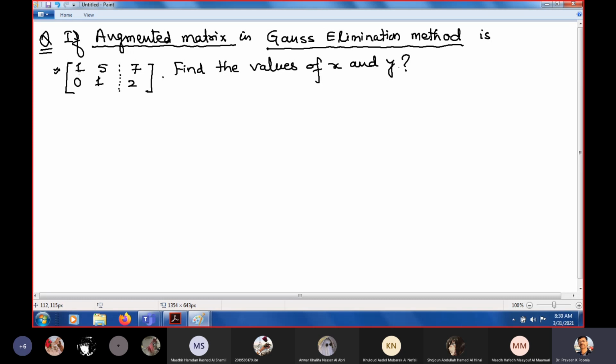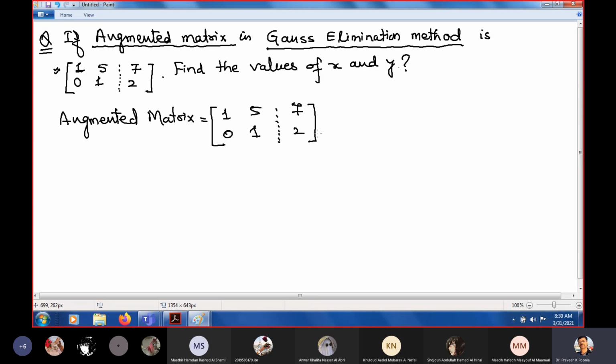You are not supposed to change this 1, 0, 1. They have already done all these things. So what is the augmented matrix? Augmented matrix is in the Gauss elimination method. This is 1, 5, 0, 1 dotted 7, 2. Clear? This is the augmented matrix given.